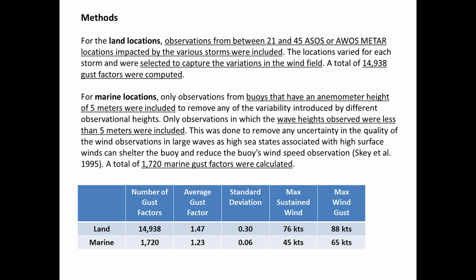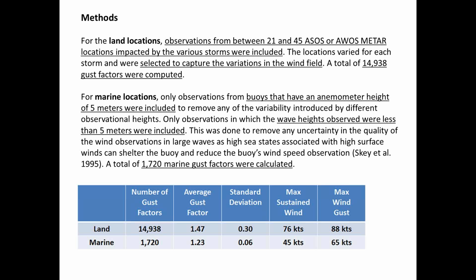For marine locations, we only used observations from buoys that have an anemometer height of 5 meters, and that was to remove some of the variability from the different anemometer heights. We recognize that you can do some reductions and try to standardize those, but that was kind of beyond the scope of our project to look at other heights. We tried to take a simple approach there.